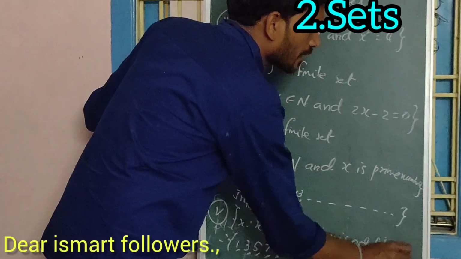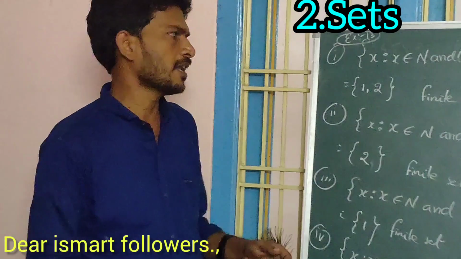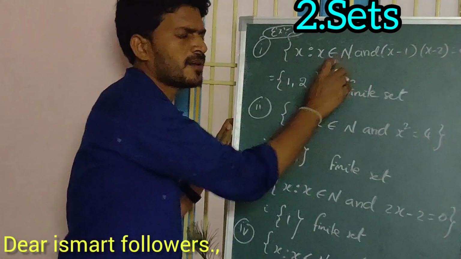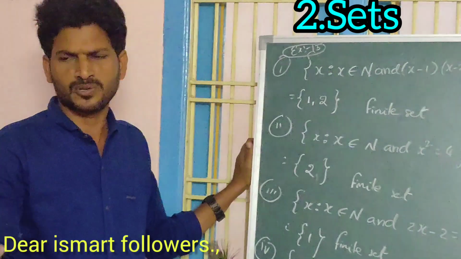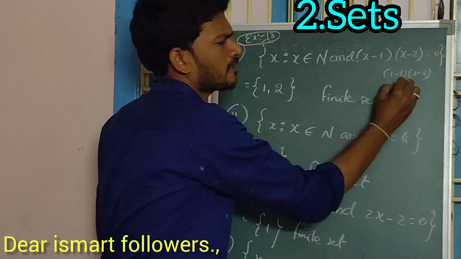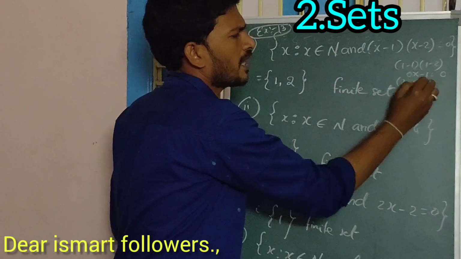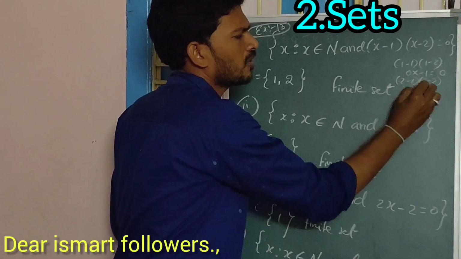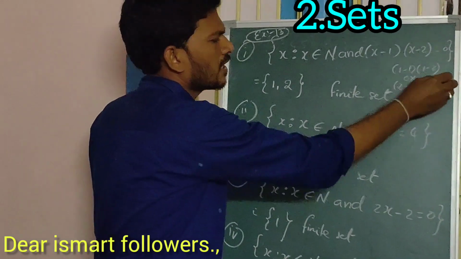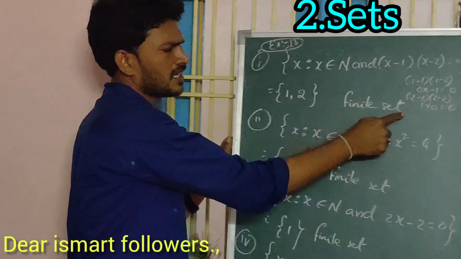Finite set means limited numbers. Infinite set means there is no limit, unlimited. So the first problem is X minus 1 into X minus 2 is equal to 0. X belongs to N means you have to substitute natural numbers only, starting from 1. 1 minus 1 means 0, and 0 into anything is 0. Next, 2 minus 1 is 1, 2 minus 2 is 0, and 1 into 0 is 0. So in these two cases only we got the answer 0, that is 1 and 2. That's why this is finite.